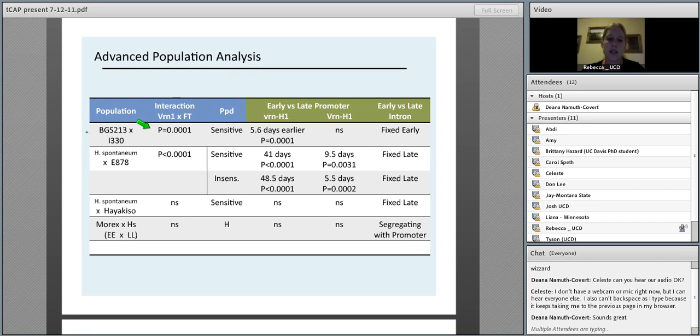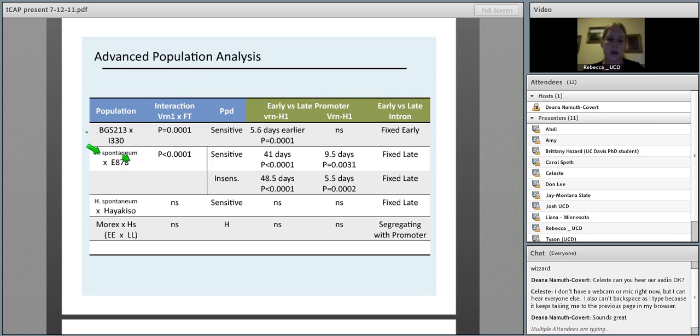And we see there's a very strong interaction between VRN1 and FT here in a PPD-sensitive background. In the recessive VRN1 background, we're able to see a difference of about 5.6 days, about 6 days, where the early promoter with a fixed intron background is able to decrease the flowering time by about 6 days.